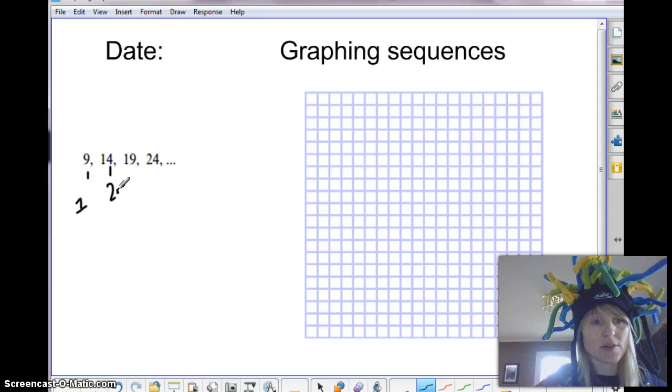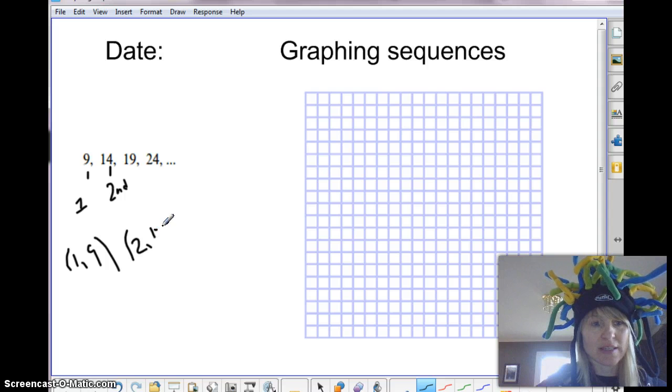So my directions are to graph this sequence. You can kind of think of these as points. That's the first term, and it's 9. And then the second term is 14, and so on. So we're just going to graph those points.